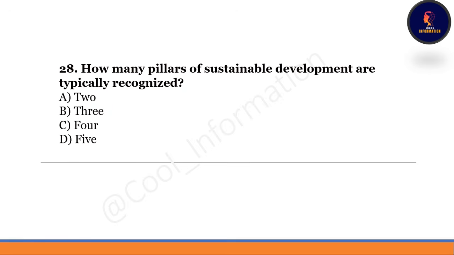Next one, how many pillars of sustainable development are typically recognized? So three pillars are typically recognized in sustainable development. Option B will be correct.